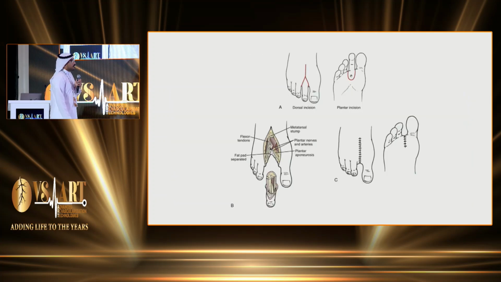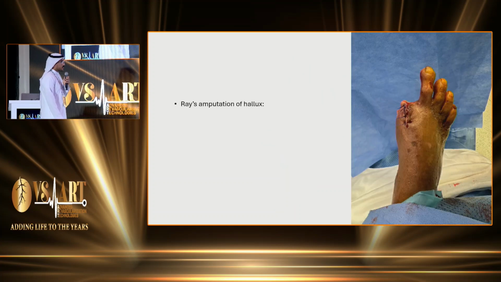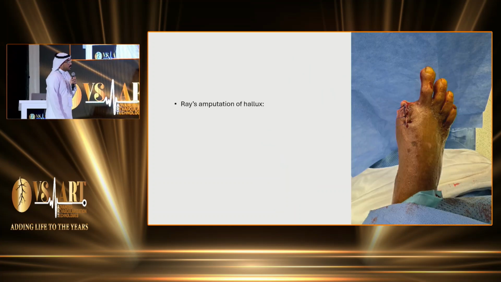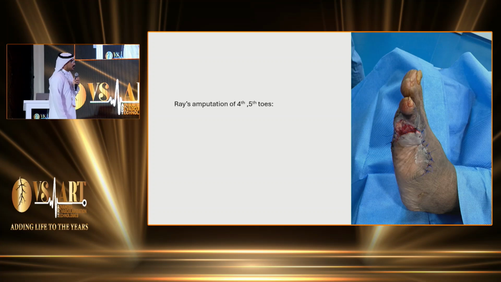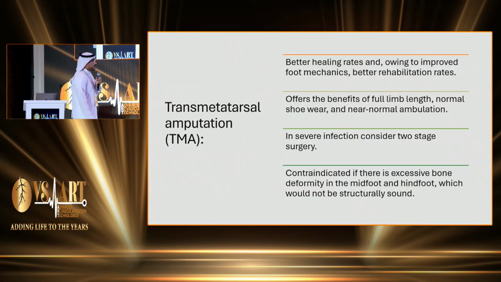So this is an example of the ray amputation. Just don't forget to take the ulcer with you if there is any ulcer in the plantar or dorsal aspect. This is an example of ray amputation for the hallux. This is an example of second and third toes amputation. This is an example of fourth and fifth toes amputation.